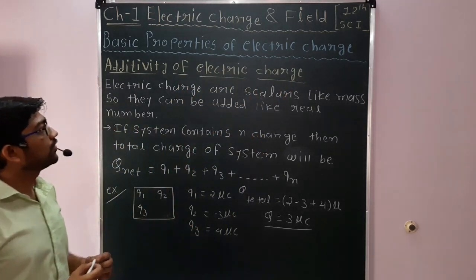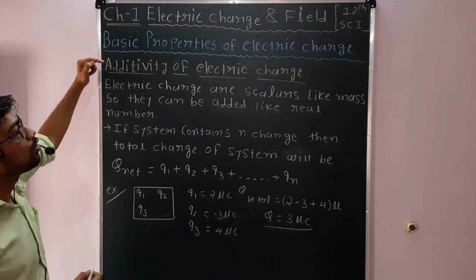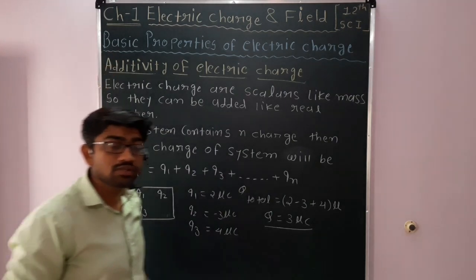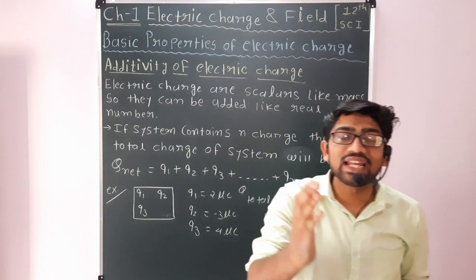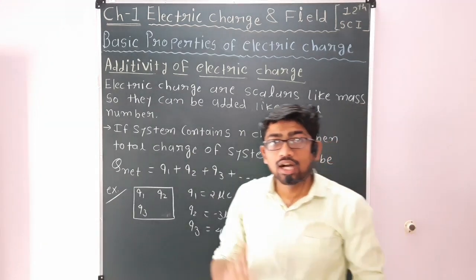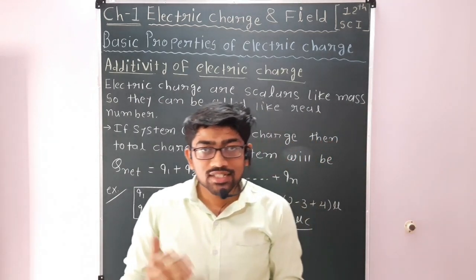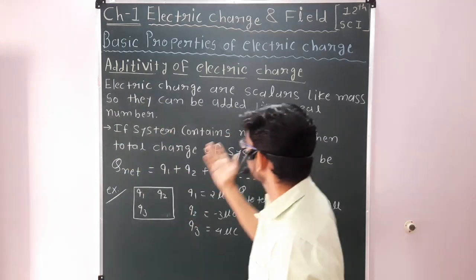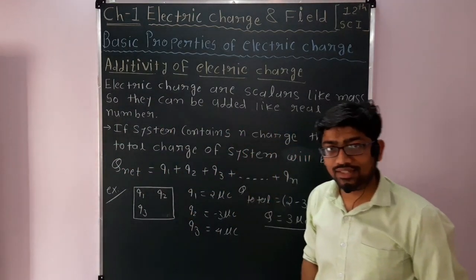The first basic property of electric charge is additivity of charge. Additivity of charge means charge can be added because charge is a scalar quantity, just like mass, which we study in 11th science.